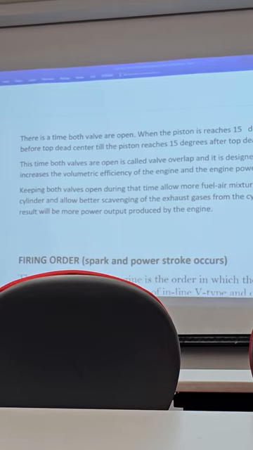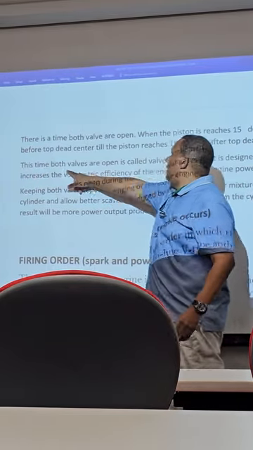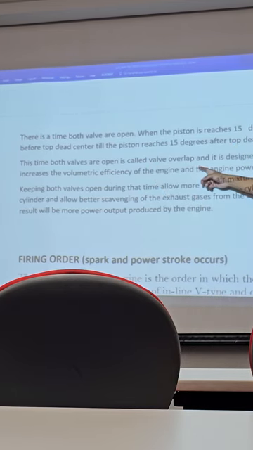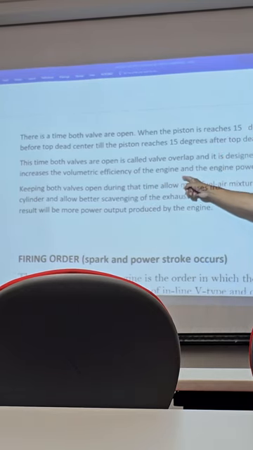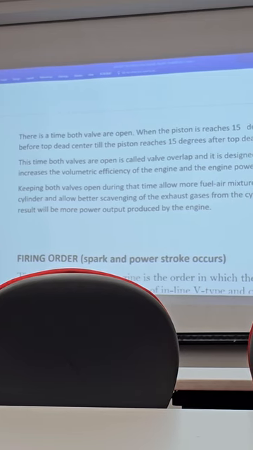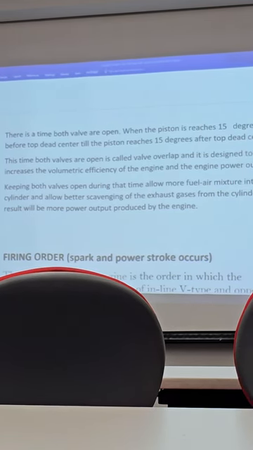You see, repeating, you put here and then you start. This time, both valves are open, it's called valve overlap, right? It's designed to increase the volumetric efficiency of the engine and the engine power output. Volumetric efficiency means that in the volume that the cylinder has, it can admit as much fresh air mixture as possible. That is what volumetric efficiency means.